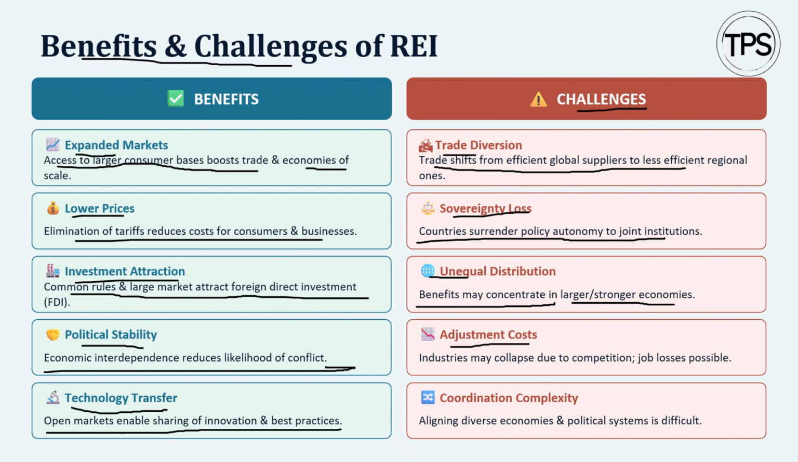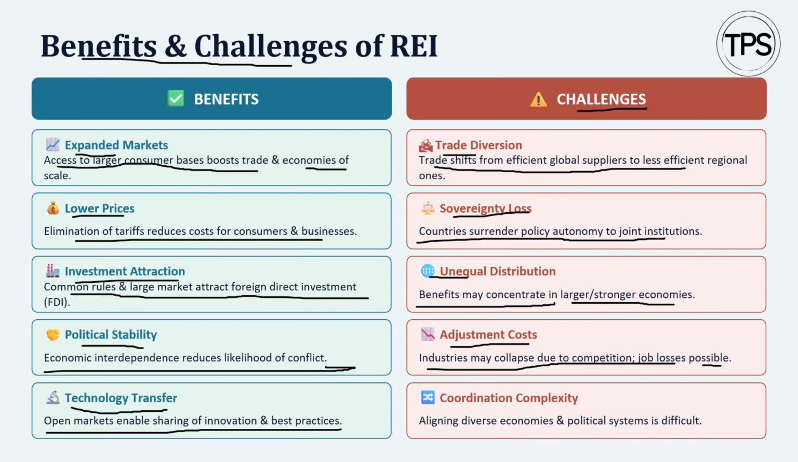Adjustment cost: industries may collapse due to competition, and job losses are possible. Industries may collapse due to competition, because many countries want to start their own industries in each country.